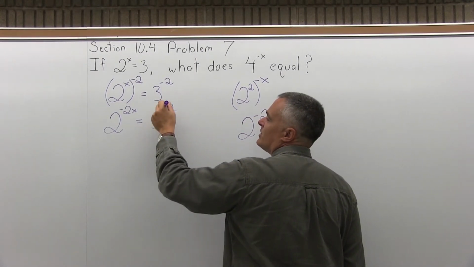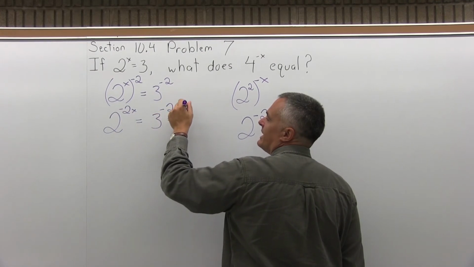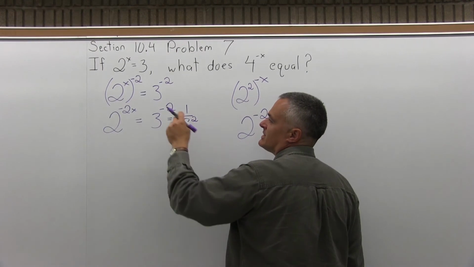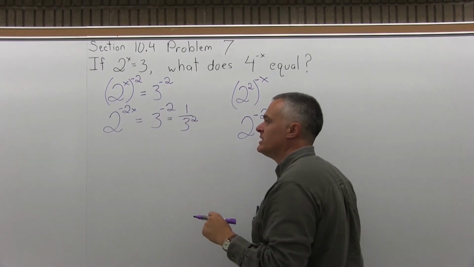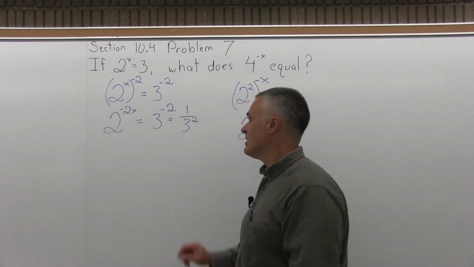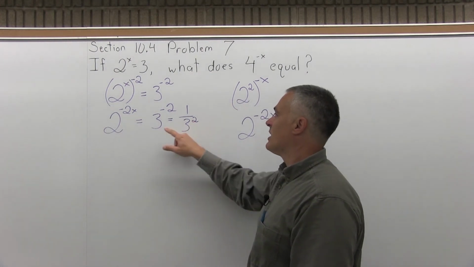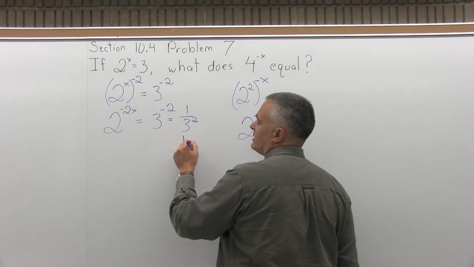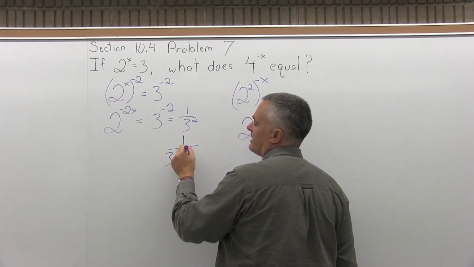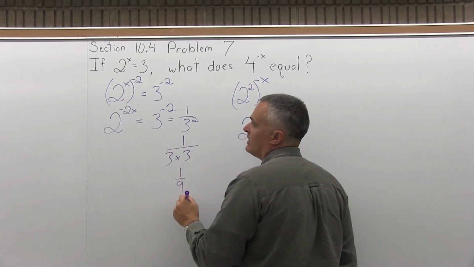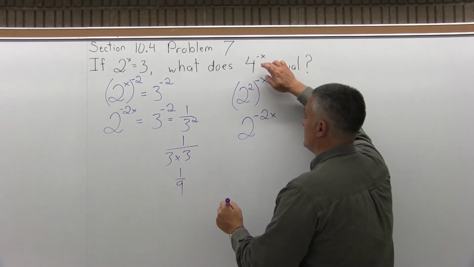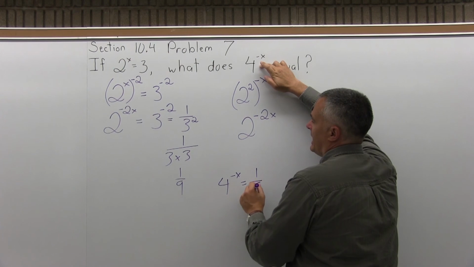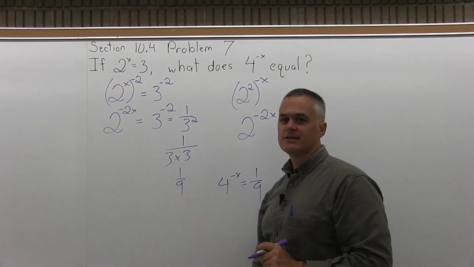First of all, 3 to the negative 2 is 1 over 3 to the positive 2. Because again, that negative exponent doesn't really mean a positive or negative value. It means that the exponent is really modifying something that's in the denominator. And then 1 over 3 to the 2 is 1 over 3 times 3, which is 1 over 9. So back to the original question, 4 to the negative x is equal to 1/9. And that's the answer.